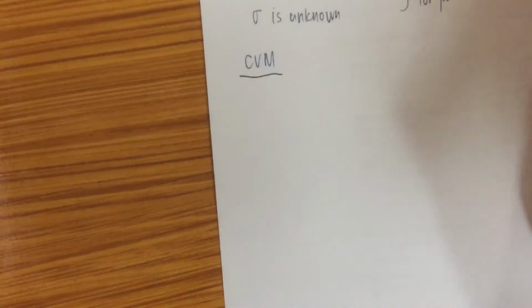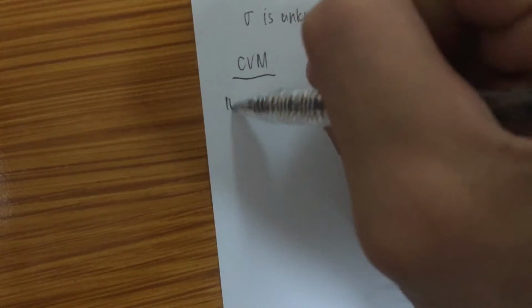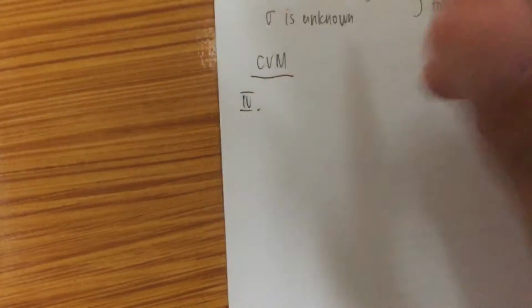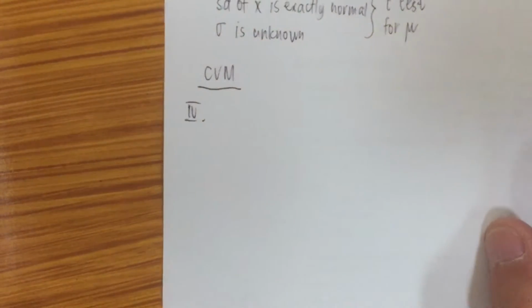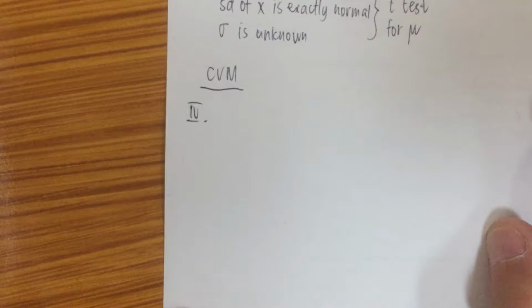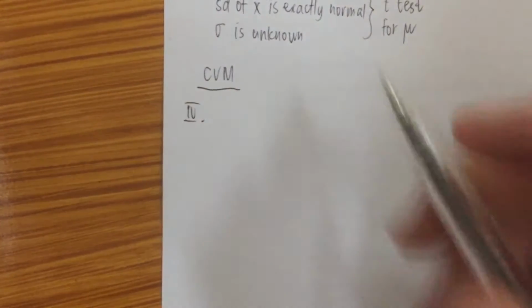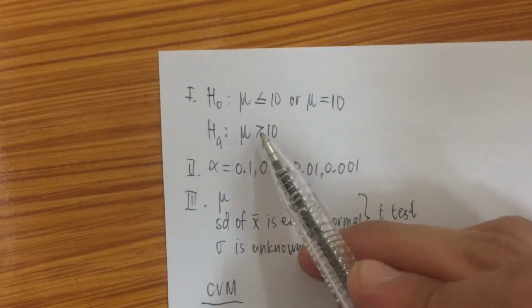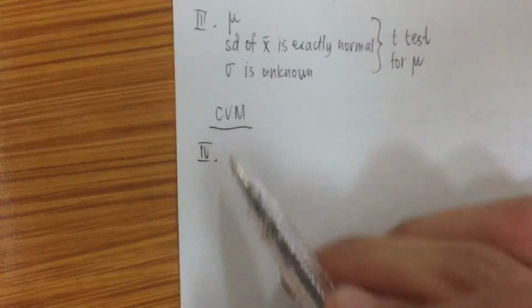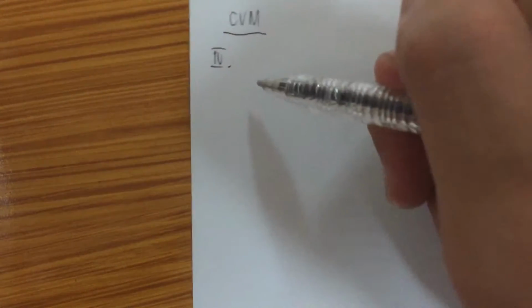First is through the critical value method. The critical value method for t-tests is very similar to the critical value method for z-tests. The only difference here is that instead of using the z-table, we will now use the t-table. So this is one-sided greater than. Similar to the z-test, the critical value should come from the right.